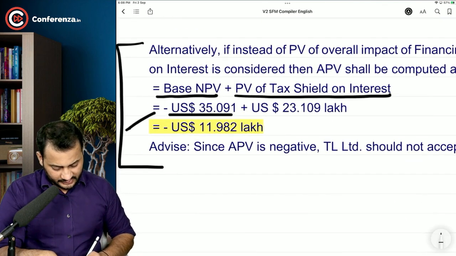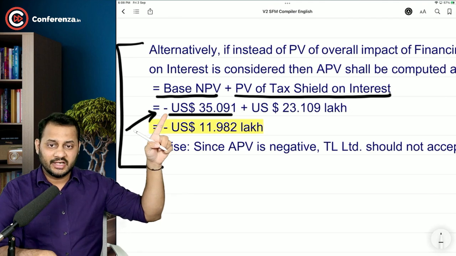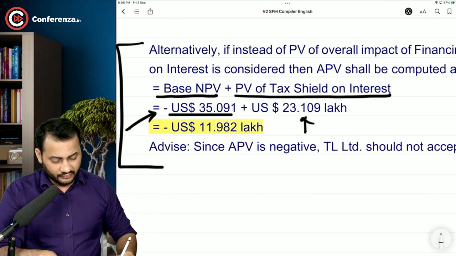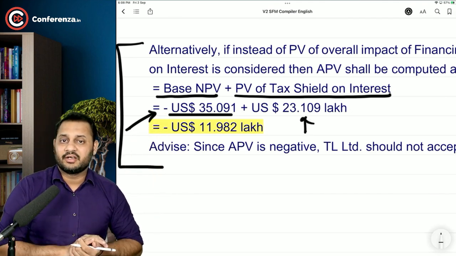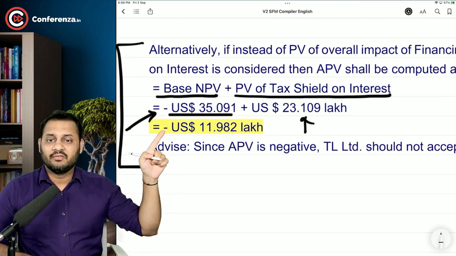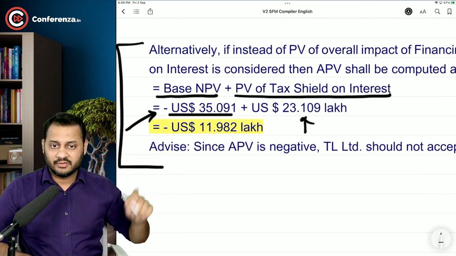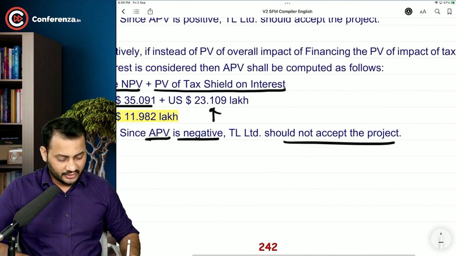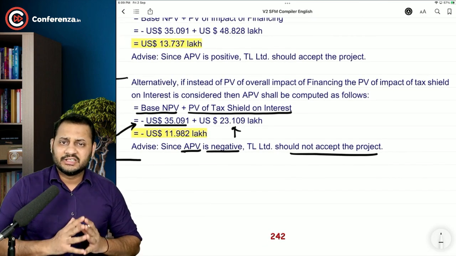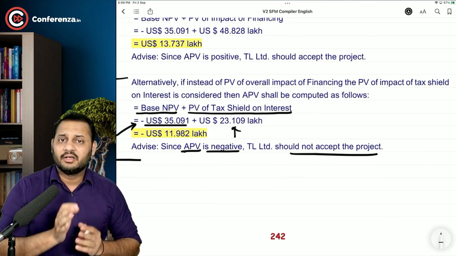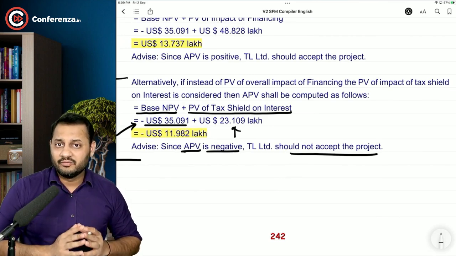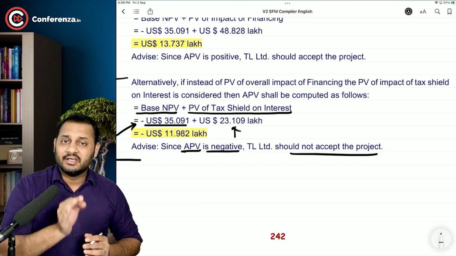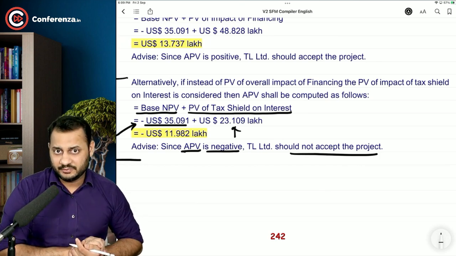Yeah, see, there is a negative sign here. So this is negative NPV plus positive savings on interest, and still there is a negative NPV at the end. And that's why we are going to say adjusted NPV is negative, hence we should not accept the project. So adjusted NPV is nothing but the new NPV arrived after considering the tax saving on interest.